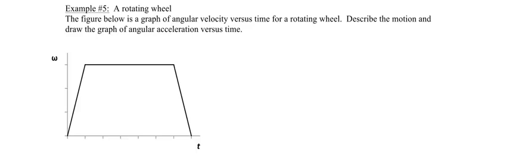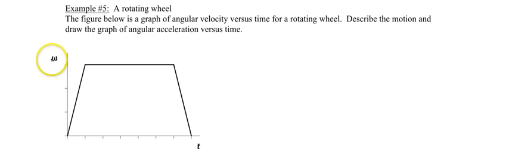In example 5, we're looking at a rotating wheel, and we're showing the graph of the angular velocity on the vertical axis versus time on the horizontal axis. We're asked to describe the motion and draw the graph of the angular acceleration versus time.